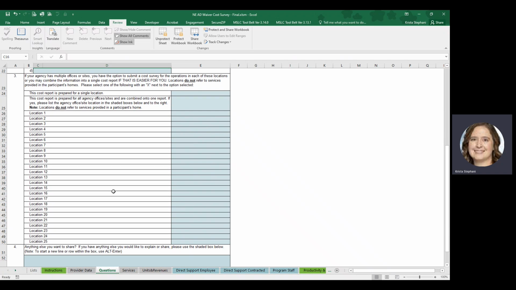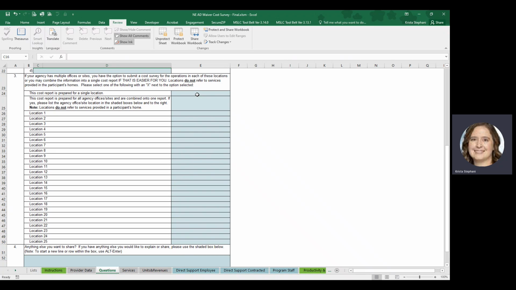This next question will help provide guidance for you and for us on how you choose to submit cost surveys related to your operations. So if your agency has multiple offices or office sites, you have the option to submit one single cost survey for the consolidated operations, or you can provide one cost survey for each office or site location.